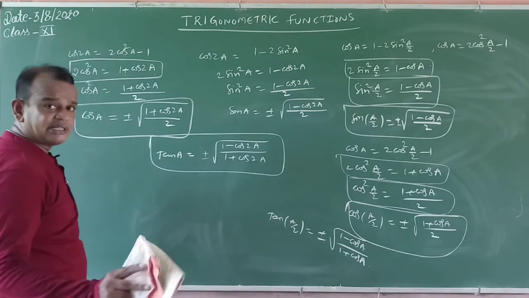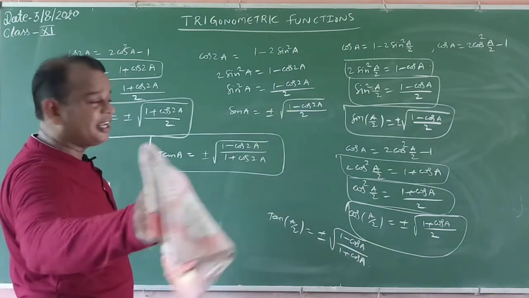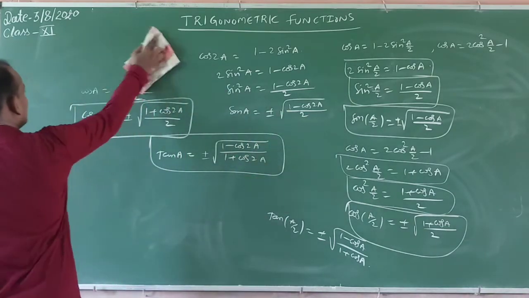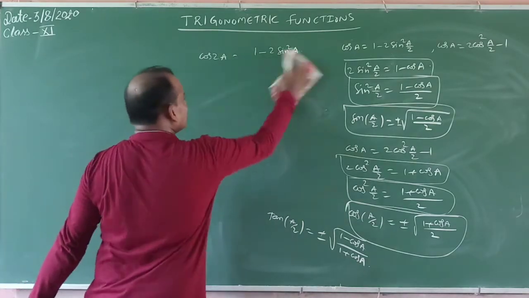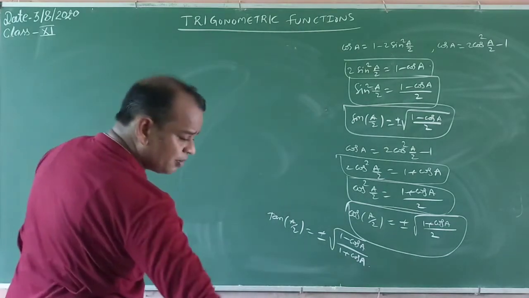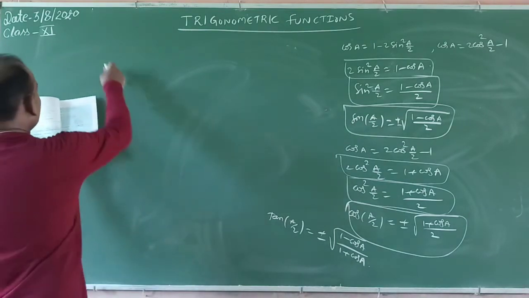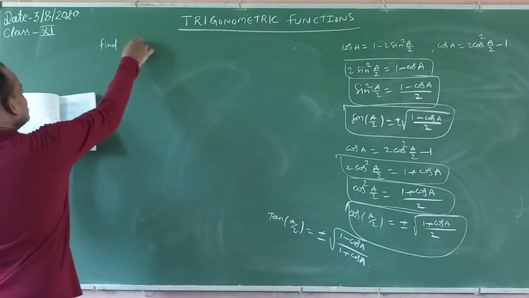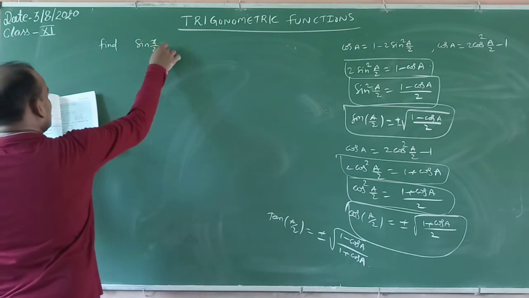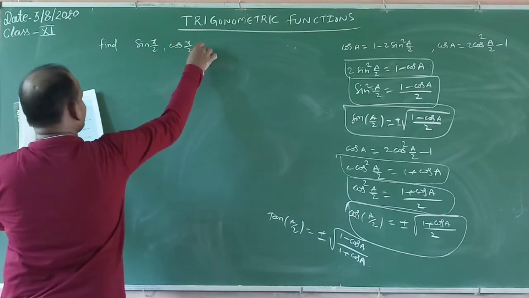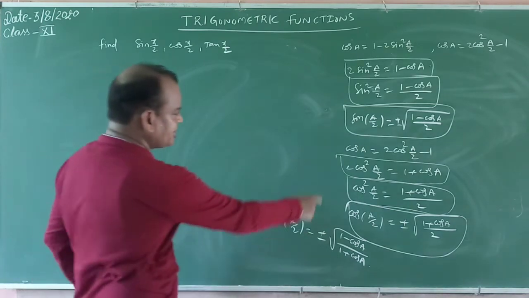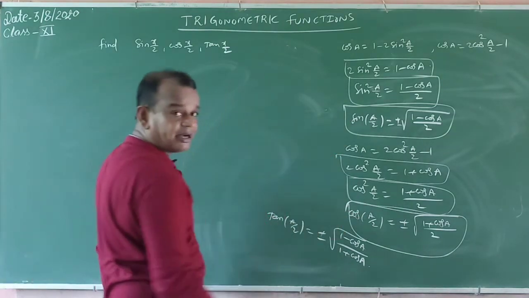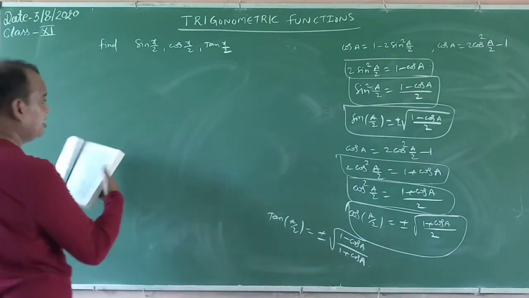Now, we will see one problem on this. Very, very important question. Listen carefully. How to do the problem? What is given? How to find this? What is the question? Find sin x by 2, cos x by 2, tan x by 2, meaning sin A by 2, cos A by 2, tan A by 2. Instead of A, write x. X is the angle here.